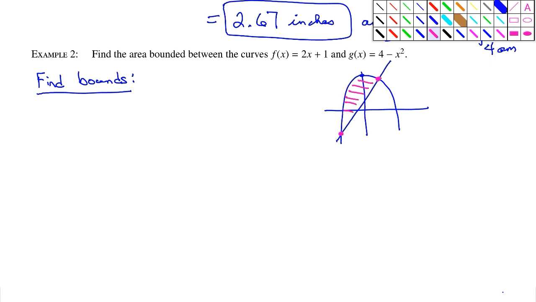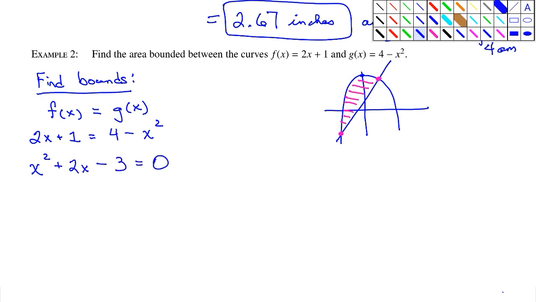Now that's not enough for me to figure out what the numbers are, but it gives me an idea about what I should be looking for. To find the exact values where they intersect, set each function equal to each other and solve for x. So we get 2x plus 1 is equal to 4 minus x squared. We have a quadratic, so we're going to move everything to the left. And we get x squared plus 2x minus 3 equals 0.